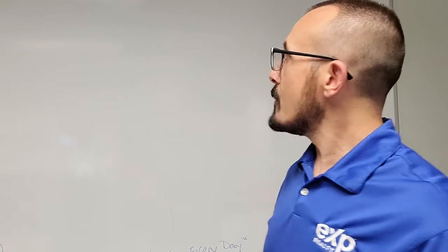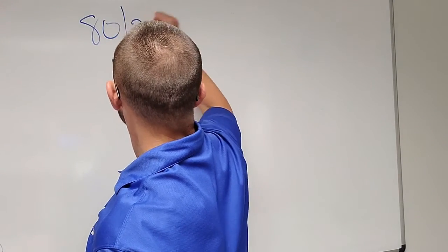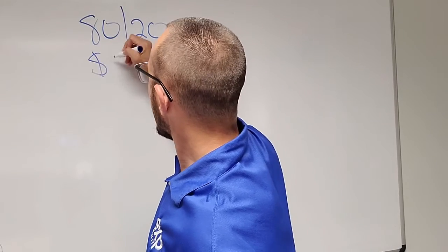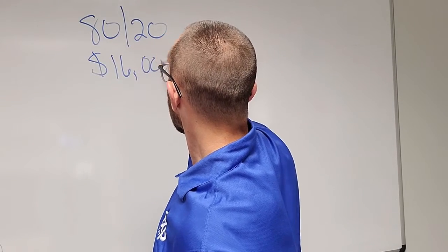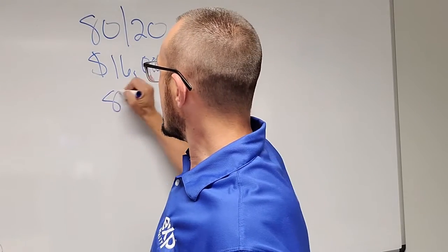Now, in order to understand revenue share, you do have to have an understanding of how our split and cap system works here at EXP. Fortunately, it's very simple, it's straightforward, and it's the same for everybody. It doesn't vary by region or market center or anything like that. Basically, we're all on an 80-20 split with a $16,000 cap, and that is also equivalent to doing $80,000 in GCI.